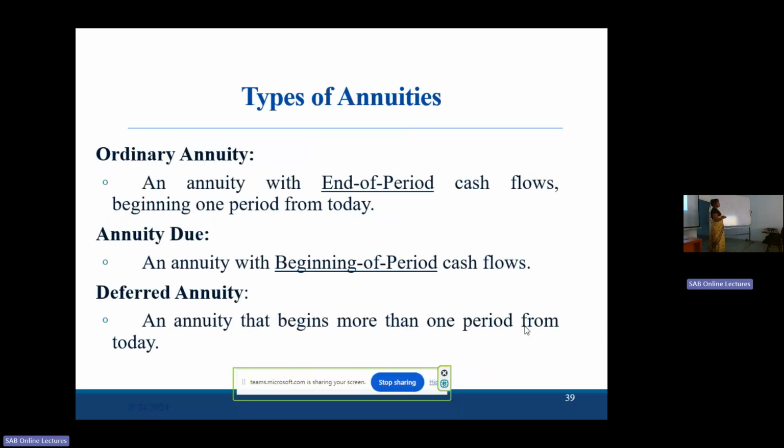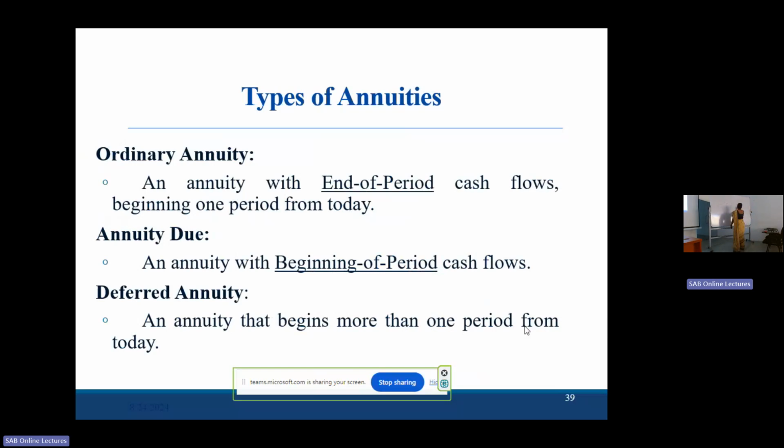Now if you take a bank installment, it is an ordinary annuity. Suppose you take a bank loan today; your first installment is due 1 month from today. So that is the ordinary type annuity. The transaction occurred today, that is 0, and your first monthly installment occurs 1 month from today. So this is the first category, annuity with end of period cash flow. That is ordinary. Next one is the annuity due.